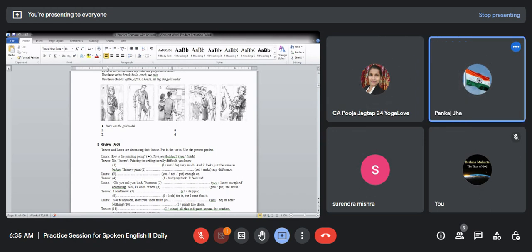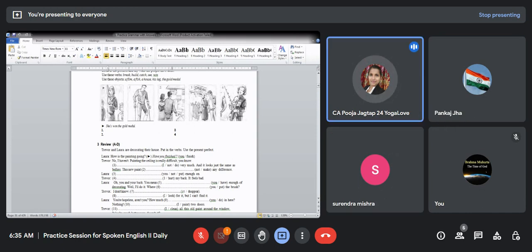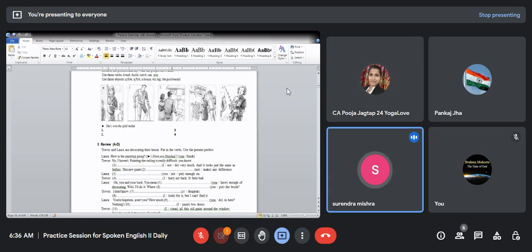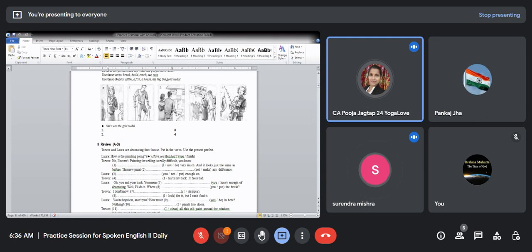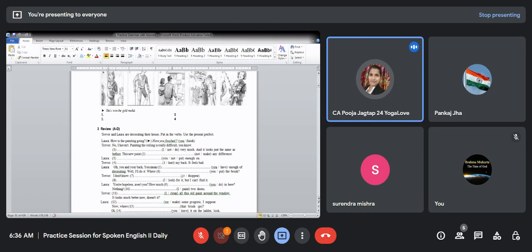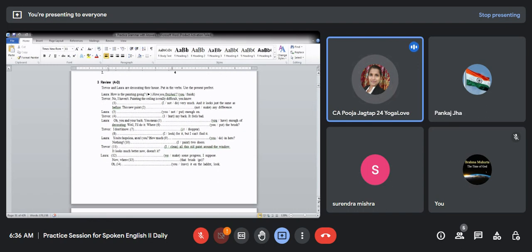Nothing. I have painted two doors. I have cleaned all this old paint around the window. It looks much better now, doesn't it? We have made some progress, I suppose.